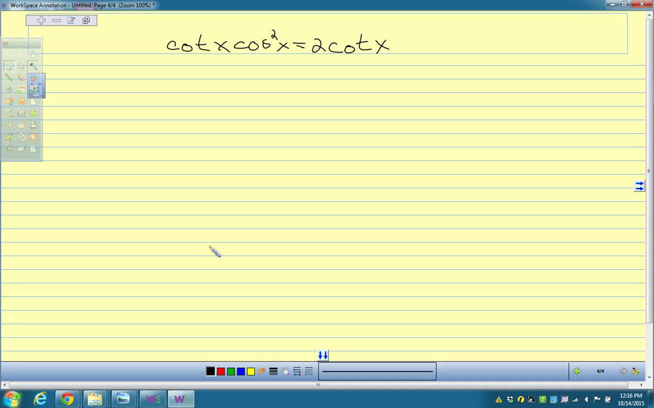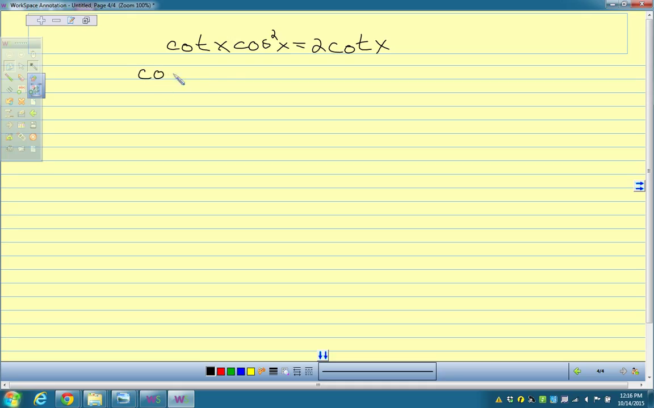You don't want to do that, okay? Because if you divide by cotangent, you're losing the fact that cotangent of x could be 0, and you're losing one of your solutions. I was hoping you'd say that, because that's what most people would do. What you need to do is subtract, okay?